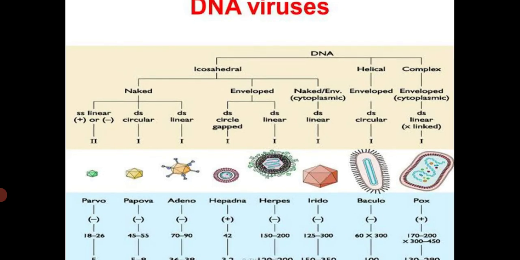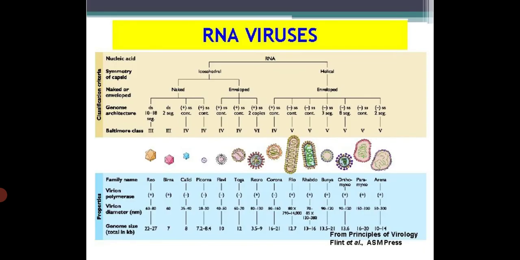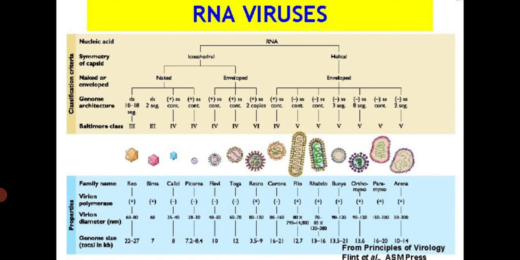Here you can see for DNA viruses the classification of phylum Vira to the subphylum Deoxyvira: Parvo, Papo, Adeno, Hepatidine, Herpes, Irido, Buccalo and Pox. You can take a screenshot of it, and in this image you can see the subphylum Ribovira. Take a screenshot of it.